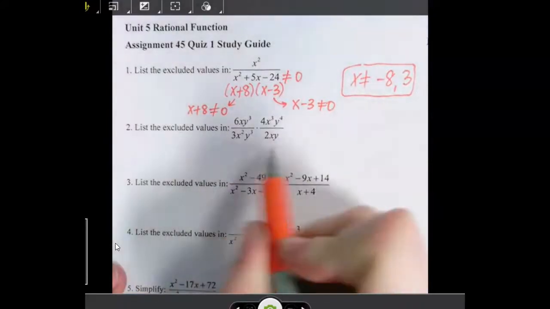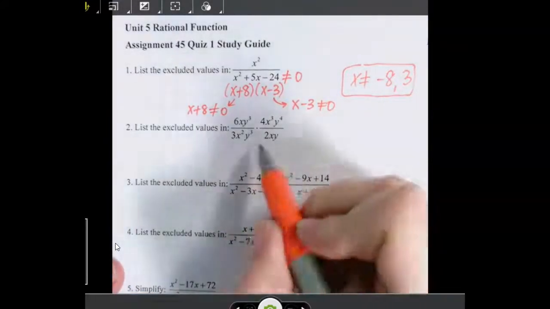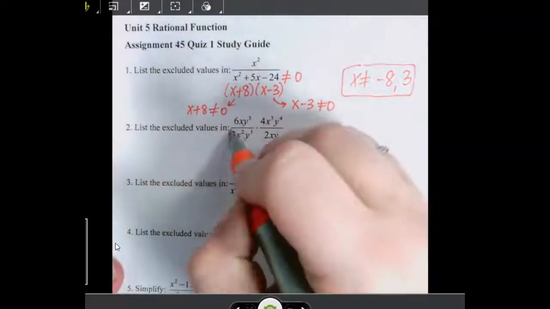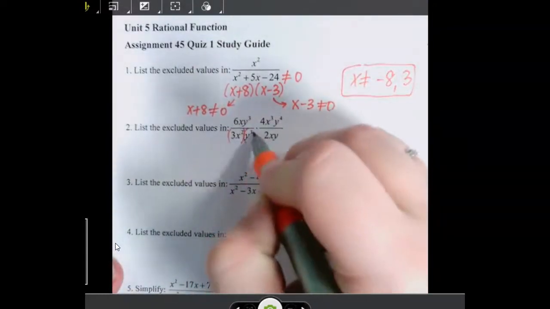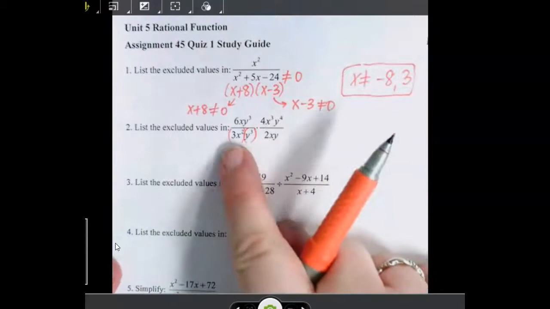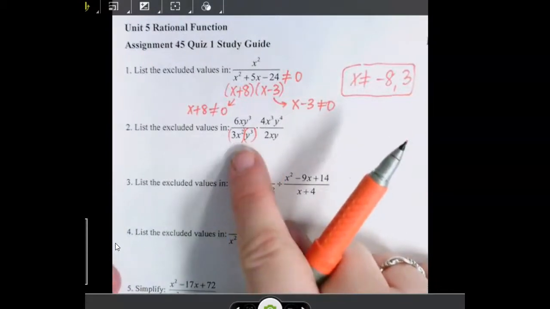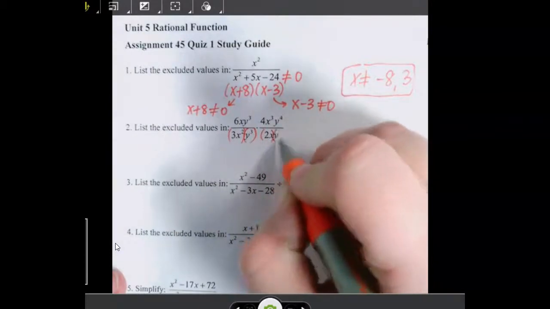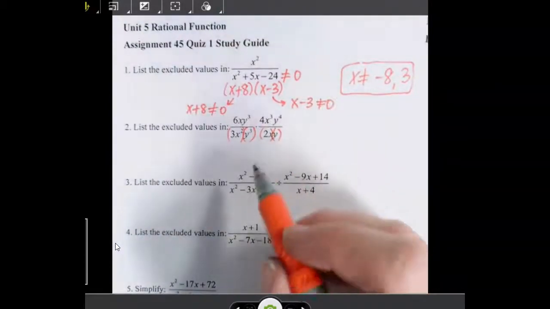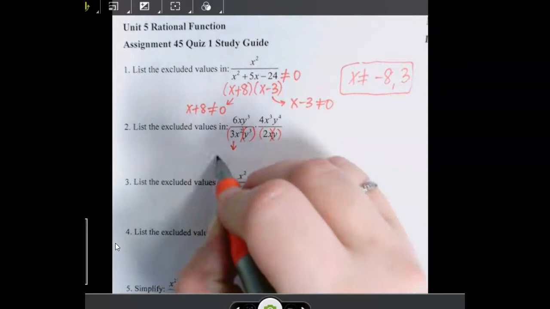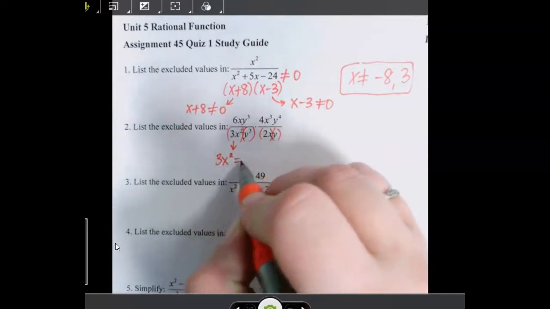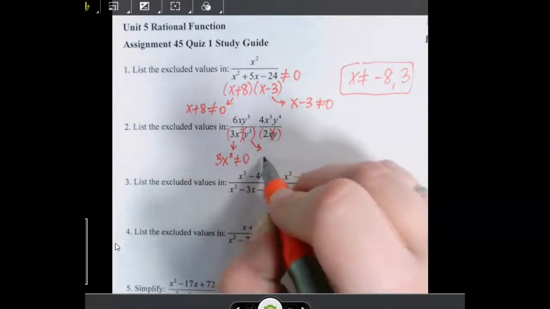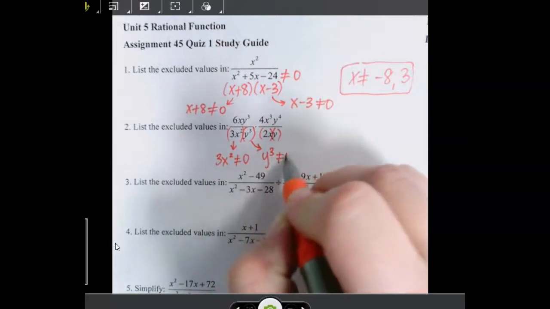Okay, for something like number 2, we have x's and y's. And so what we're going to look at, you could think of it that each x term, x monomial, is a factor, and then each y term or monomial is a factor. So if I look at each one individually, 3x squared cannot equal 0, and then y cubed cannot equal 0.